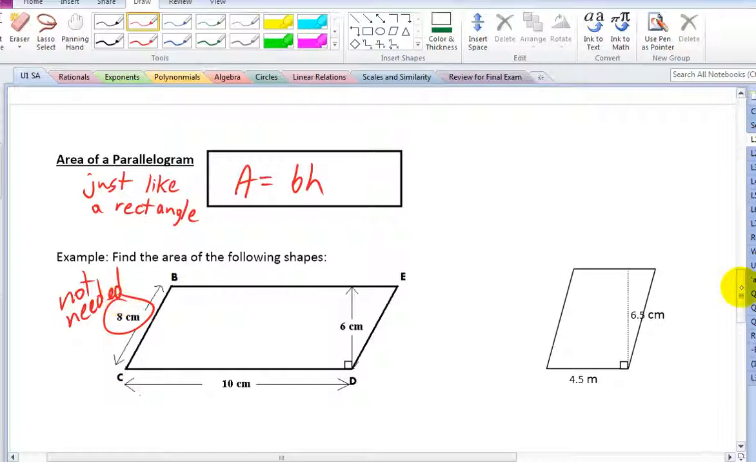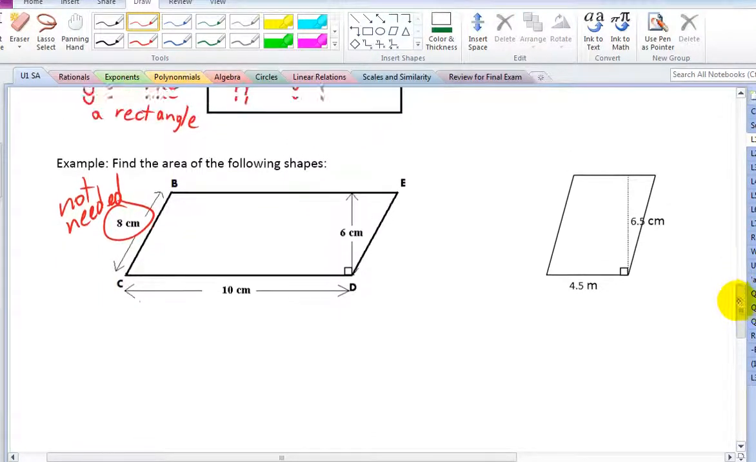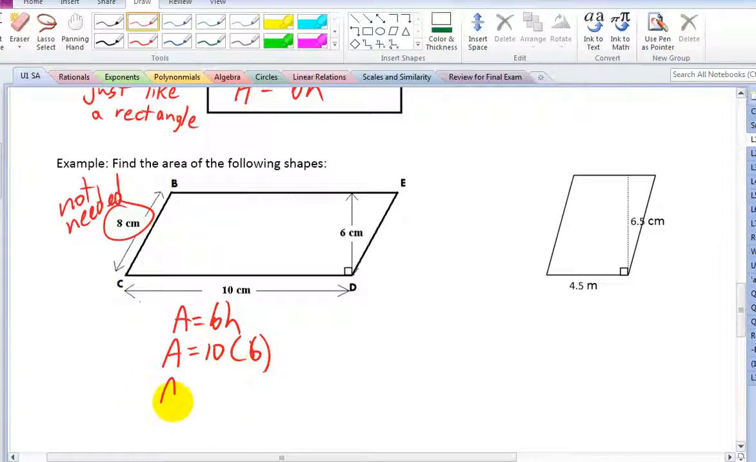All right, next one. So area equals base times height. Area equals 10 times 6, and 60 centimeters squared. Okay. Next one, exact same deal. We're not going to go over that one.